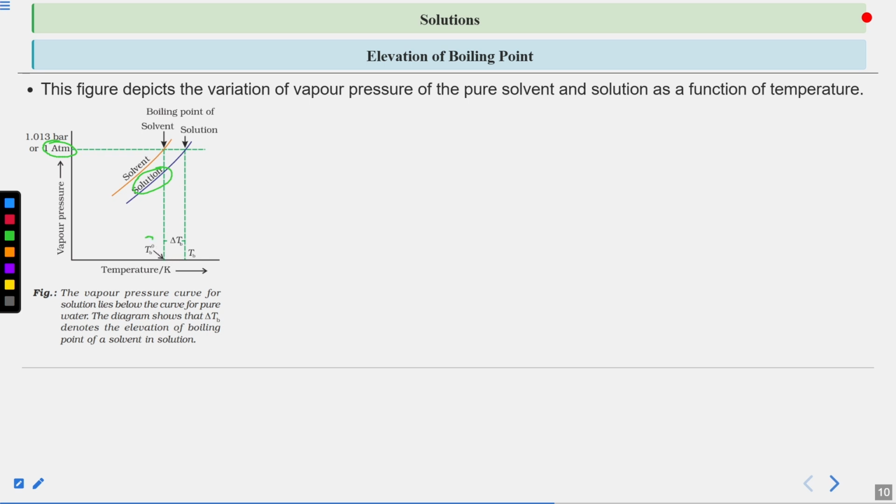So you can see that T0B is the boiling point of the pure solvent and TB is the boiling point of the solution. Therefore, there is a gap between these two, which is your elevation amount. Why is it happening? Because the solvent already has a greater vapor pressure due to its more volatile nature. Therefore, it reaches this 1 atm bar much more easily and boils first.